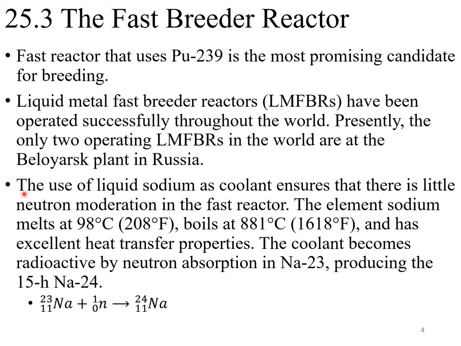The use of liquid sodium as coolant ensures that there is little neutron moderation in the fast reactor. Nonetheless, the sodium presence reduces the average neutron energy, thus shifting or softening the neutron spectrum to lower energy. The element sodium melts at 98 Celsius, boils at 881 Celsius, and has excellent heat transfer property. With such a high melting point, pipes containing sodium must be heated electrically and thermally insulated to prevent freezing.